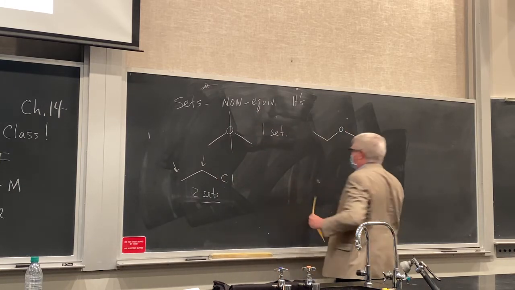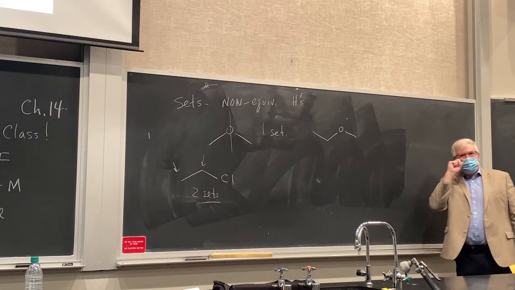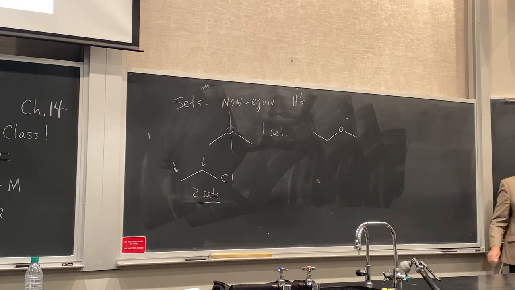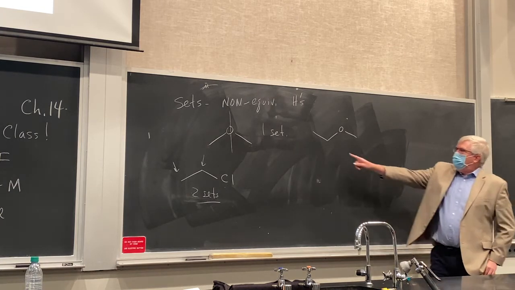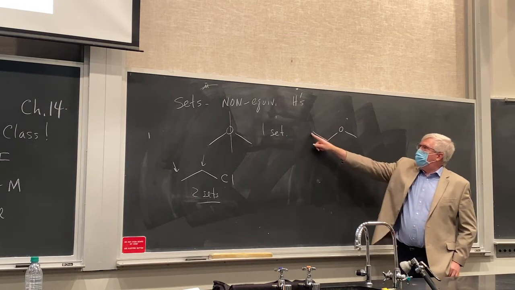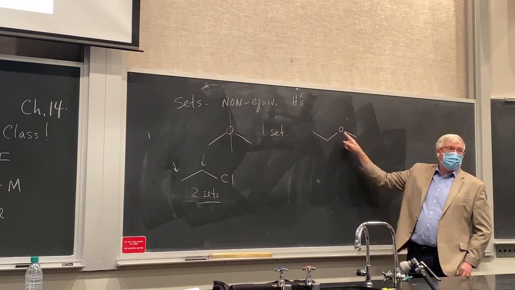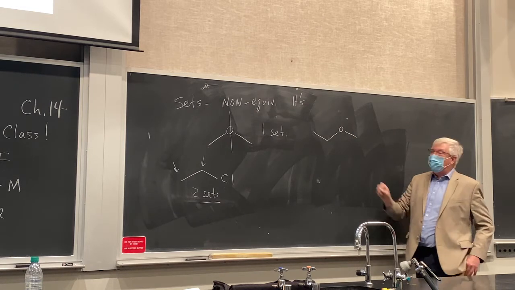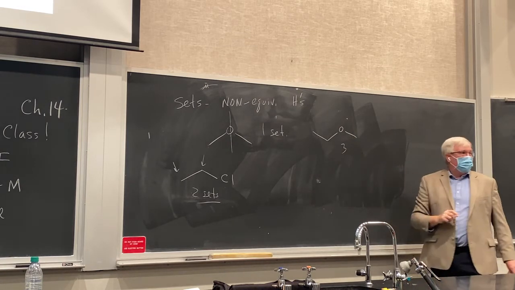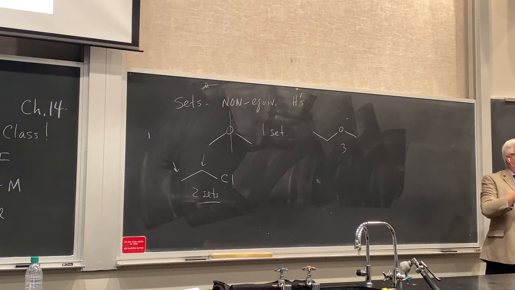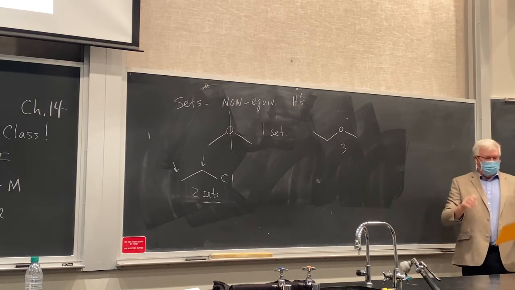How about this one? Ethyl methyl ether. How many sets there? Are the 2 methyls the same? Are they different? There's no symmetry that can exchange those 2 methyls. This methyl's on the end of an ethyl, so it's different than that. Plus, its proximity to the oxygen's different. So how many sets? 3. Okay. You're getting better at that? Everybody agree? Okay, questions on any of that?